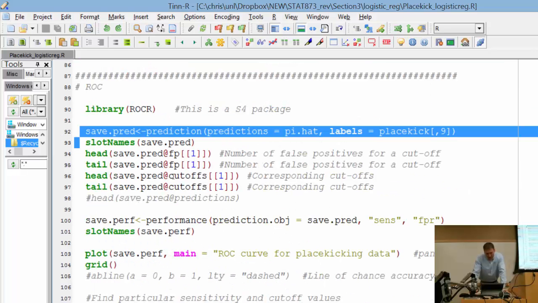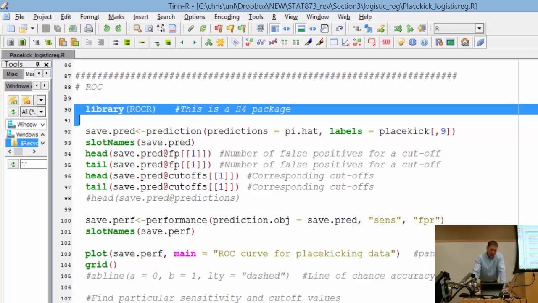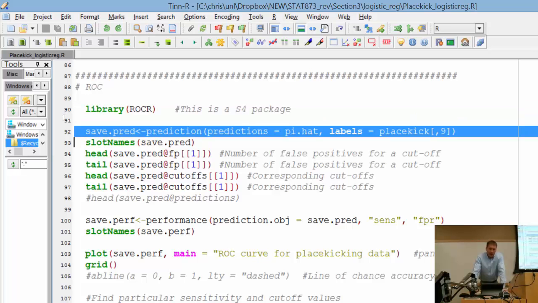Okay. Now I guess actually we'll review a little bit more first. So to review how this ROC curve was created, remember we use functions in the ROCR package. And then it's the three-step process. First of all, you need to use the prediction function from the ROCR package.